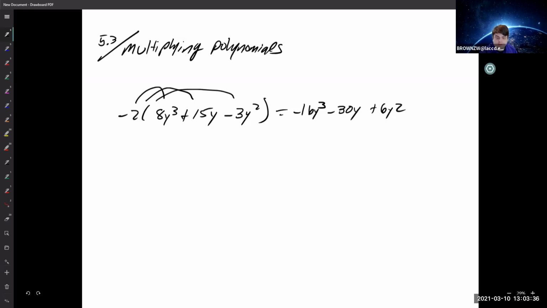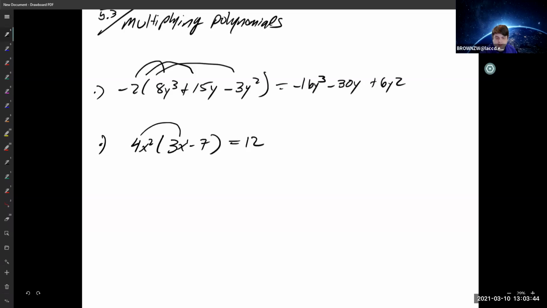So here, once again, our first distribution, we take the 4 and the 3 to give me 12, and then the x squared times, that's technically an x to the first. Using our power rule we talked about yesterday, we add those two powers together to give x cubed. And then on the second one, we have a 4x squared and a -7 to give me -28x squared. So like I said, just using our power rules to distribute onto multiple terms here as opposed to the single terms we were dealing with yesterday.